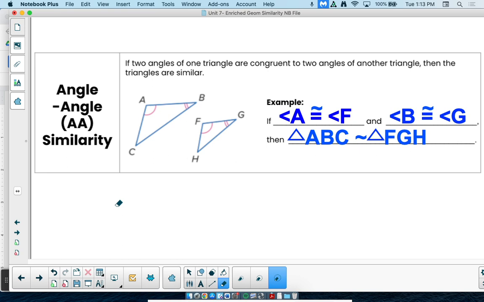So we'll first look at different kinds of triangles and decide if they're similar. And then we'll use similar triangles to find missing values. And then I'll show you guys a little application of what you can use this for.